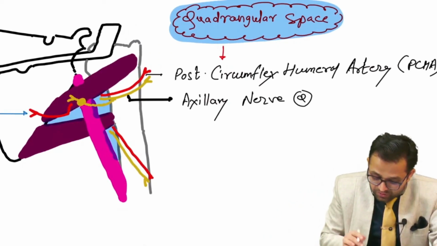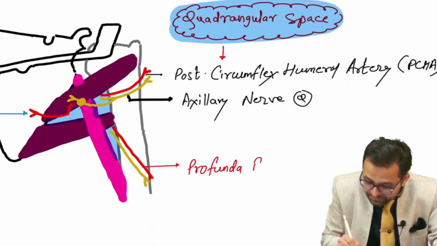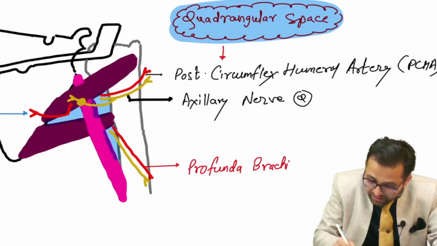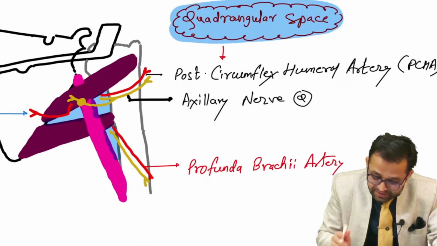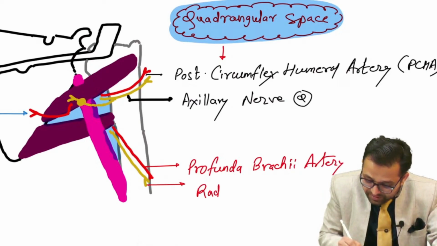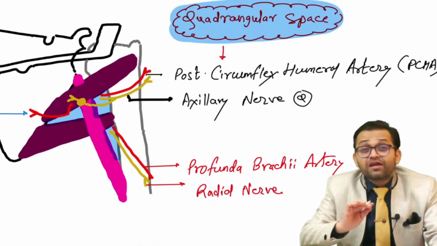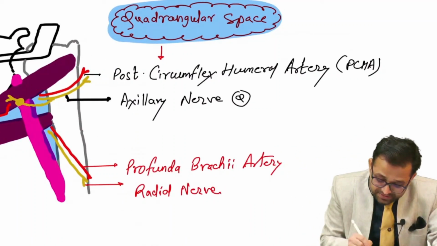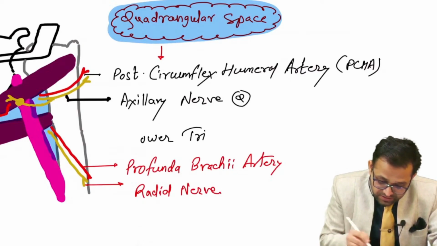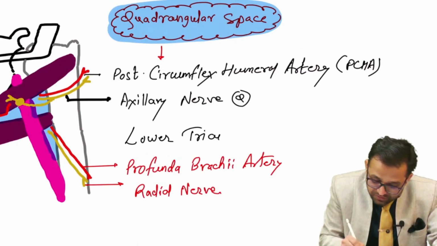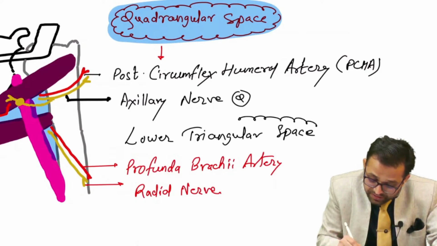Profunda means deep. Okay, so this is our what? Profunda brachii artery, and here is the our nerve. Which nerve beta? Sir, this is our what? Radial nerve. These are content of which space? Answer is lower triangular space. Yes sir, lower triangular space.